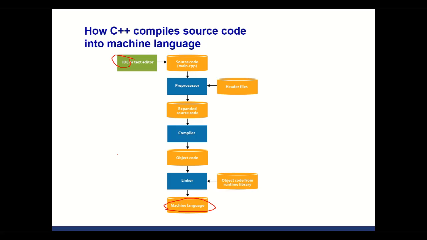These libraries contain pre-written C++ code that performs various operations and tasks. Together, they are known as the runtime library. At the end, the compilation process yields a machine language file that can be executed on an operating system.